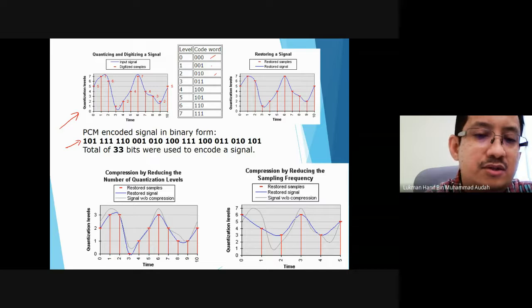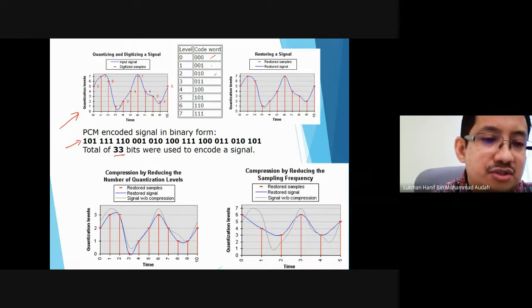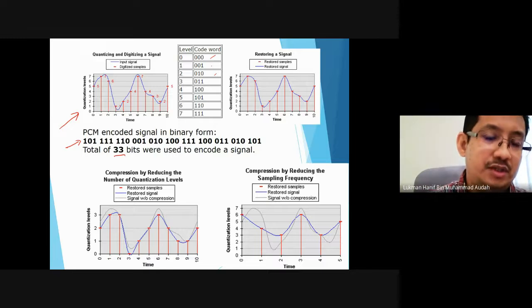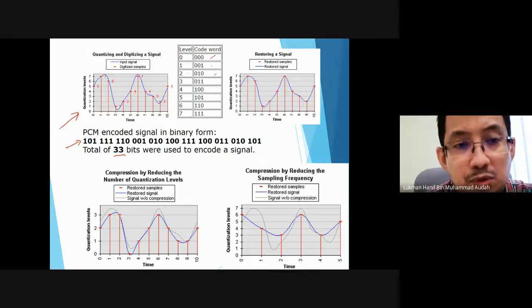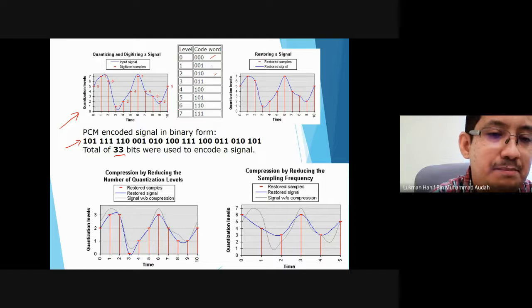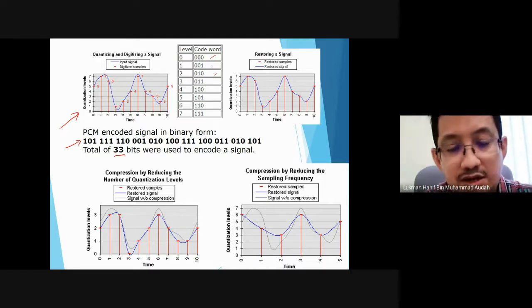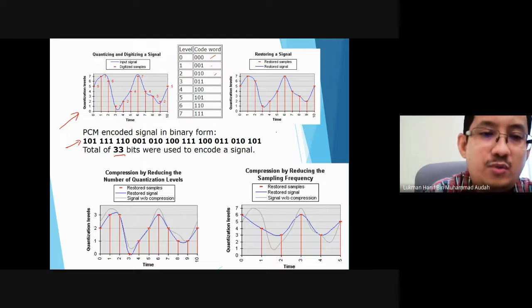dengan total 33 bits to encode the signal, the whole sample. Dalam kes ini dia ada 10 sampel, okay, ada 10 sampel dan telah dibuat quantization and then encoded. So this is what we call as PCM code word.